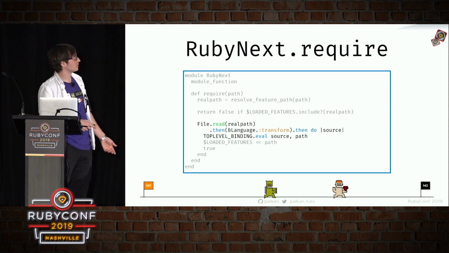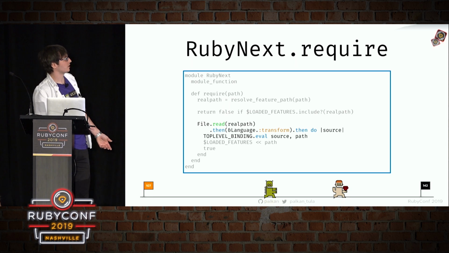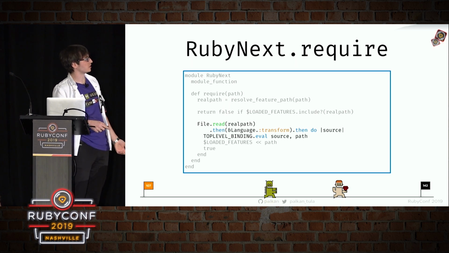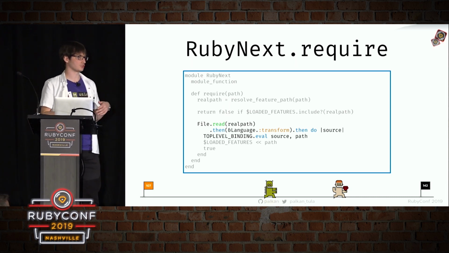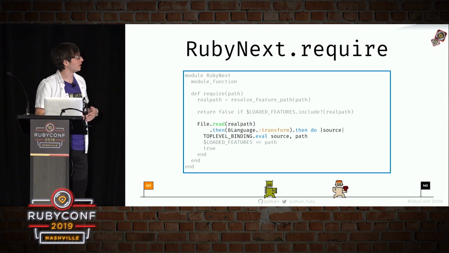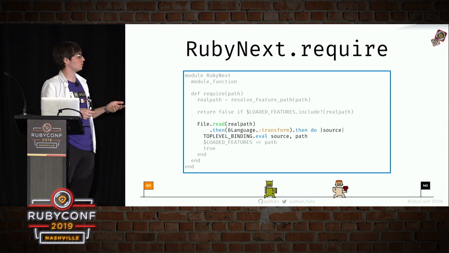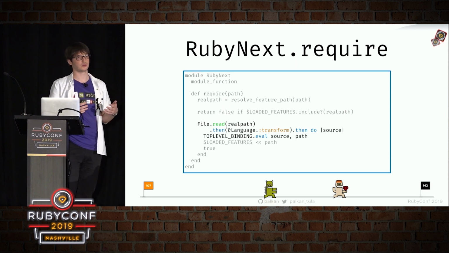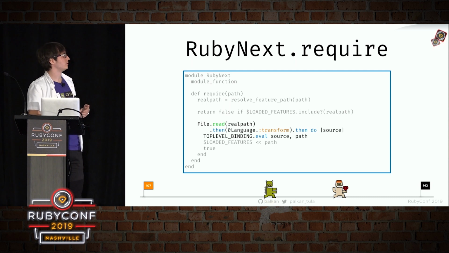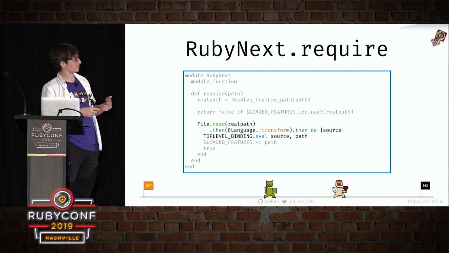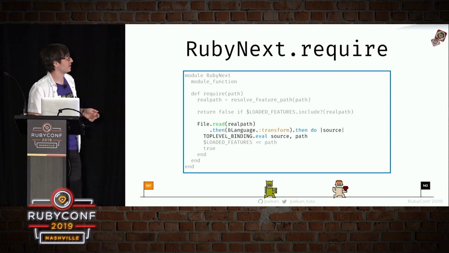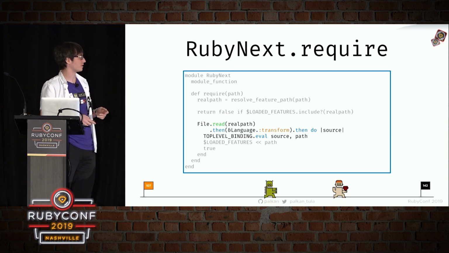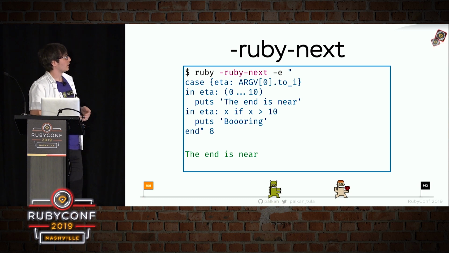And then the magic happens here. We evaluate the source code on the specific constant called top-level binding. So this is binding of the main Ruby objects, which is the top-level context of the execution. And evaluating code in the top-level binding is kind of similar to just loading a file. So it works the same way as Ruby require, probably. Well, maybe there are some pitfalls I haven't found yet. And that makes it work.